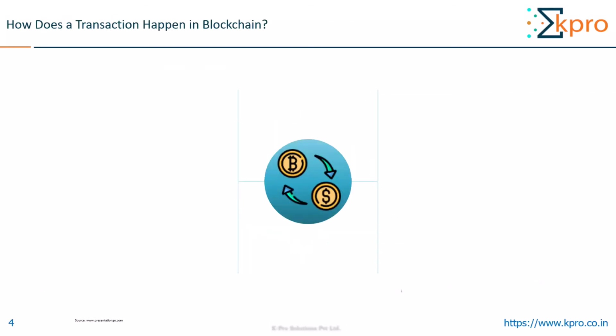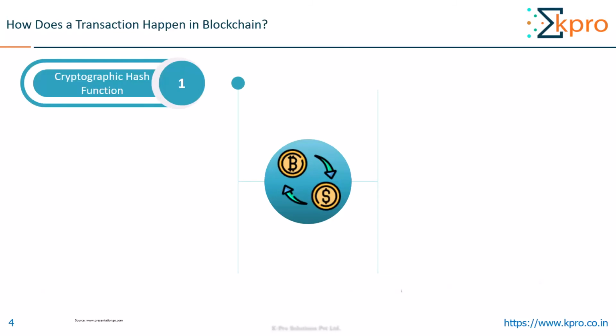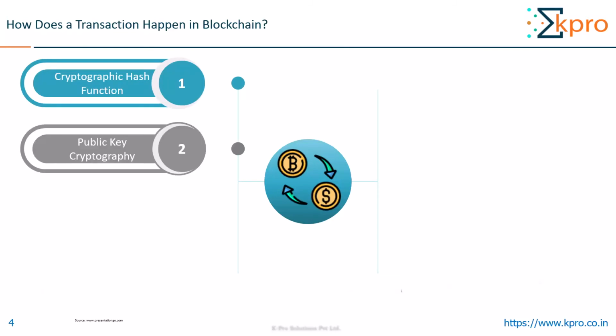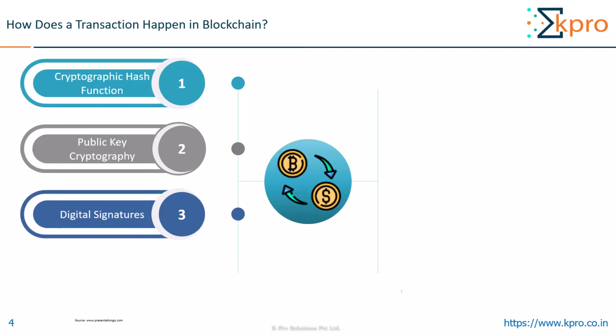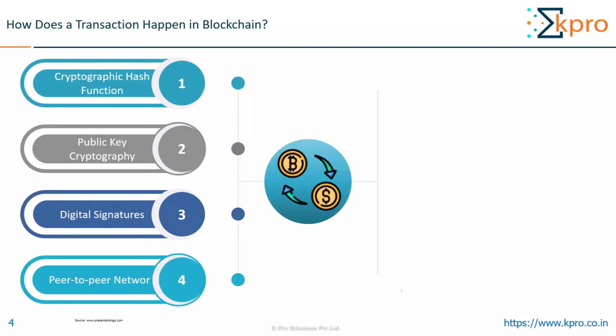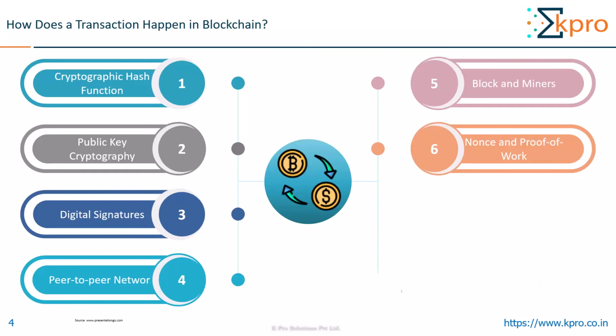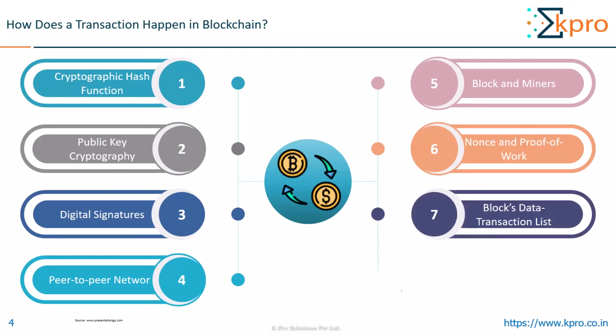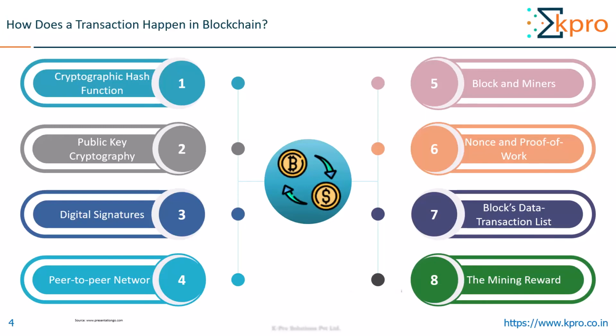Next, let us see how does a transaction happen in blockchain. So to understand how a transaction happens in blockchain, we need to first understand the following terms, which are: what is the cryptographic hash function? What is the public key cryptography? Digital signatures, peer-to-peer network, block and miners, nonce and proof of work, block's data, that is the transaction list, and the mining reward. Now let me explain all the terms that I mentioned on this slide.